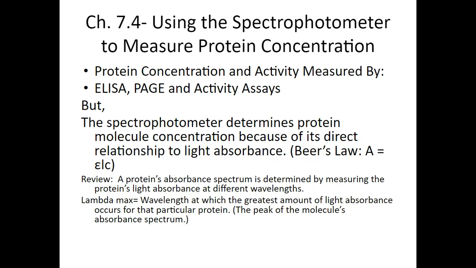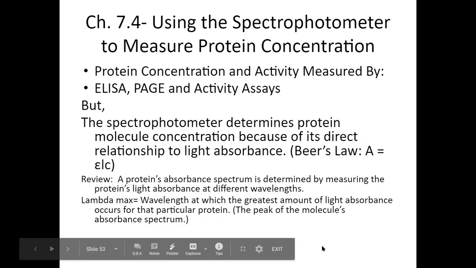You scan it from 400 to 700 nanometers if it's colored. Otherwise, if it's UV, you would do it from 200 to 350. Lambda max is the wavelength at which the greatest amount of light absorbance occurs for that particular protein. It's the peak of the molecule's absorbance spectrum. And again, we go back to the color wheel. If it was a red solution, then you're going to be looking at the green. And if it's blue, you're going to look at the yellow. So it's going to be that kind of complementary color thing where you can predict where your lambda max is going to be.